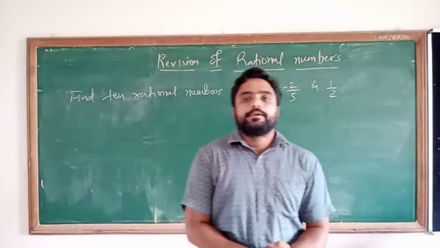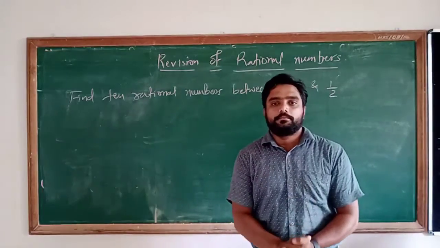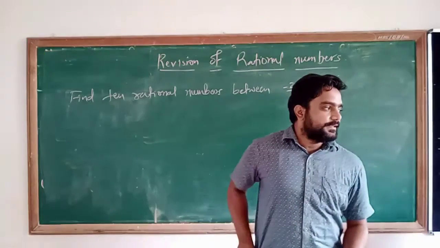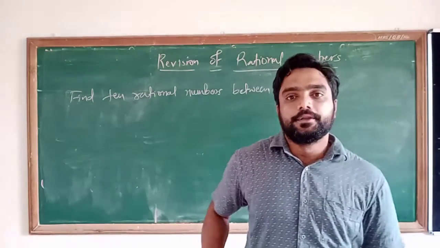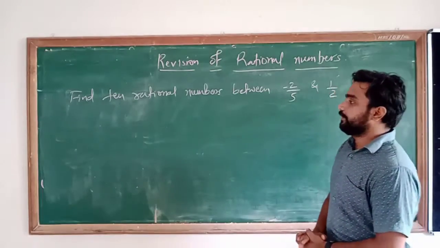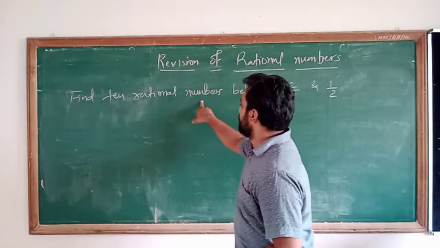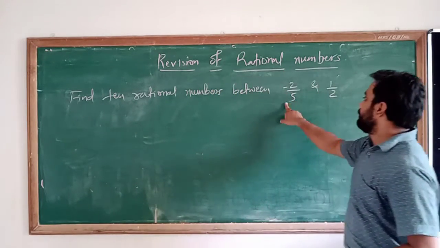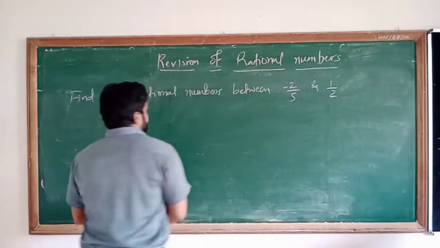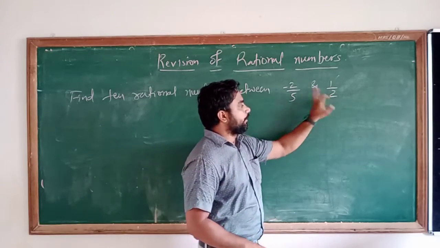In the next topic, you have to find rational numbers between two rational numbers. How to find a rational number between two rational numbers? It is a very easy method, and you already learned this method in fractions also. One of the questions from your exercise is: find 10 rational numbers between -2 upon 5 and 1 upon 2.